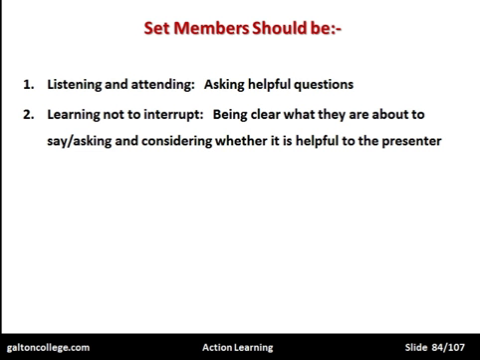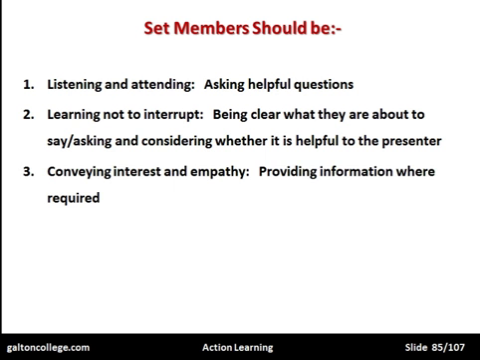So being clear about what they're about to say, that's important. Making sure that the question they're about to ask or the point they're about to make is relevant. So it should be helpful to the presenter. And they should convey interest and empathy. They should relate to the topic. They should be there because they want to be there. They're there voluntarily, after all.